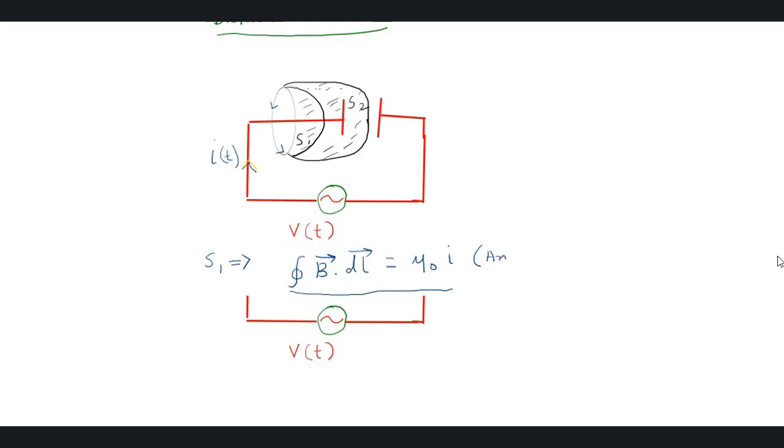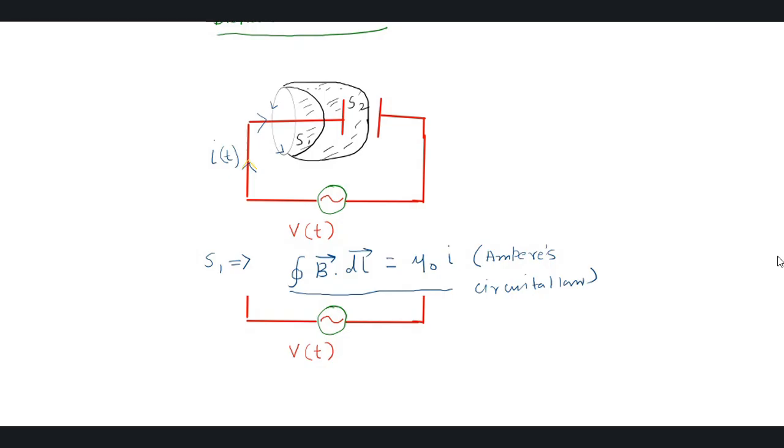So for S1, we must have a value for the magnetic field B, because this contour, which is bounding the surface S1, has the current I threading through it. It is enclosing that amount of current.